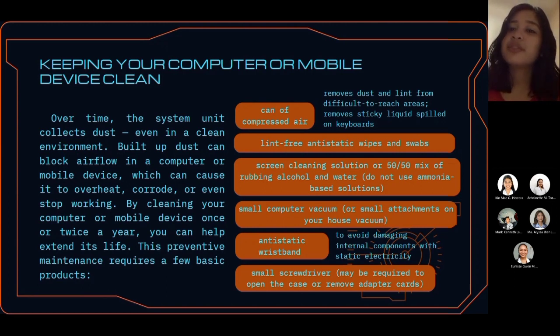The preventive maintenance requires a few basic products. The first one is a can of compressed air. It removes dust and lint from difficult to reach areas, and removes sticky liquid spilled on keyboards. Next one is lint-free anti-static wipes and swabs. Third one, screen cleaning solution or a 50-50 mix of rubbing alcohol and water. Do not use ammonia-based solutions. Next one is a small computer vacuum, or the small attachments on your house vacuum. Next one is the anti-static wristband. It is to avoid damaging internal components with static electricity. And the last one is the small screwdriver. It may be required to open the case or remove adapter cards.